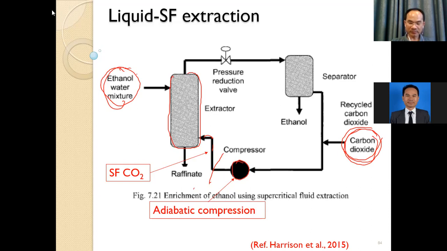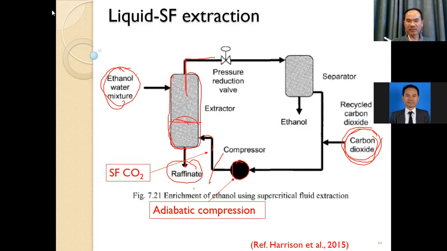And then the separation occurs by density: the higher density flows at the bottom and the lower density goes out at the top. At the bottom, we call it the raffinate phase. The raffinate phase is mostly water, with a little bit of ethanol and carbon dioxide. But the top phase is the extract phase. The extract is mostly ethanol and carbon dioxide. For this case, it is higher temperature and higher pressure.